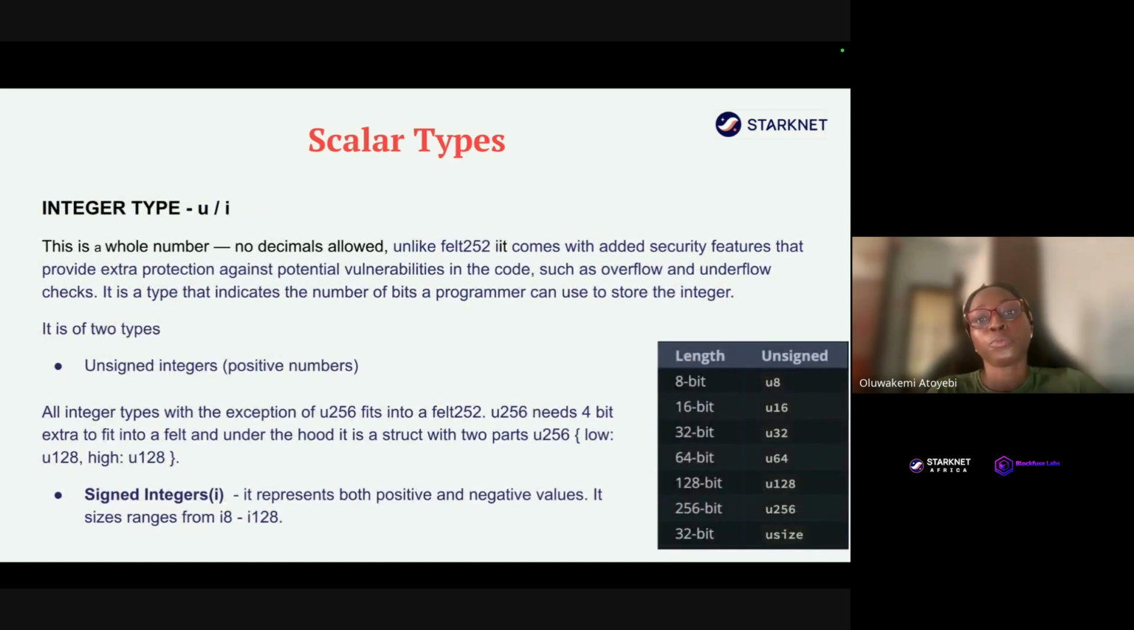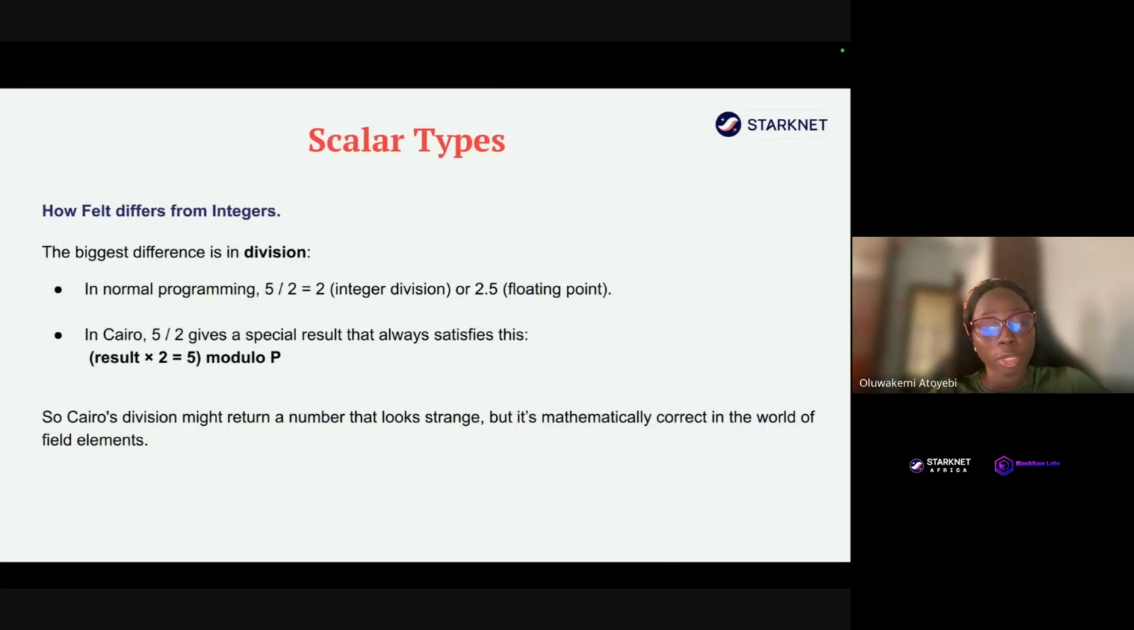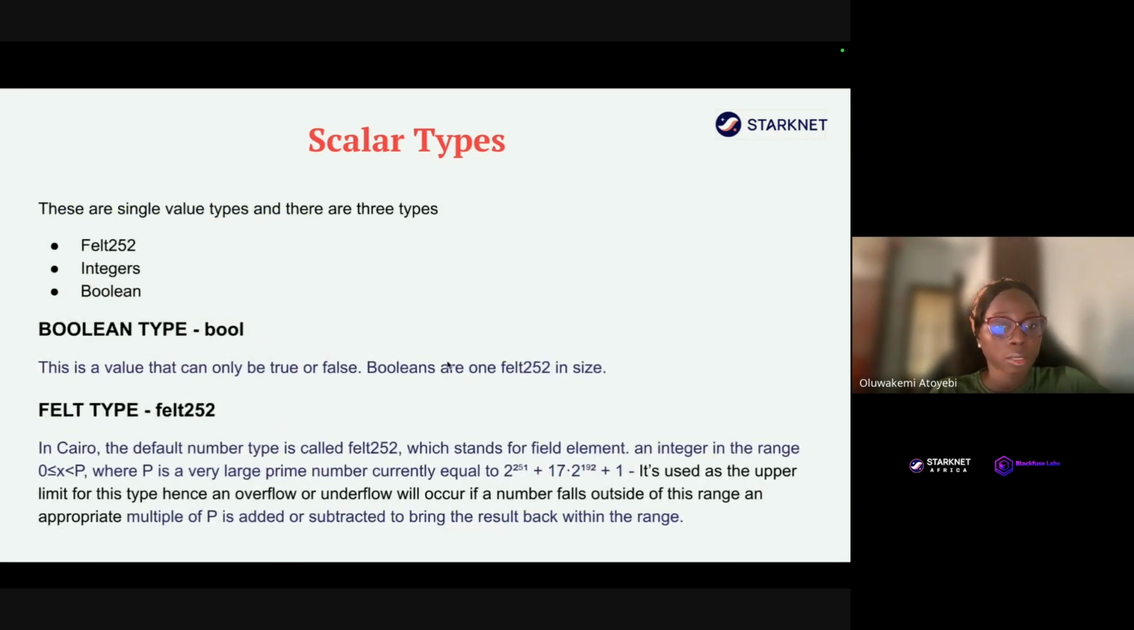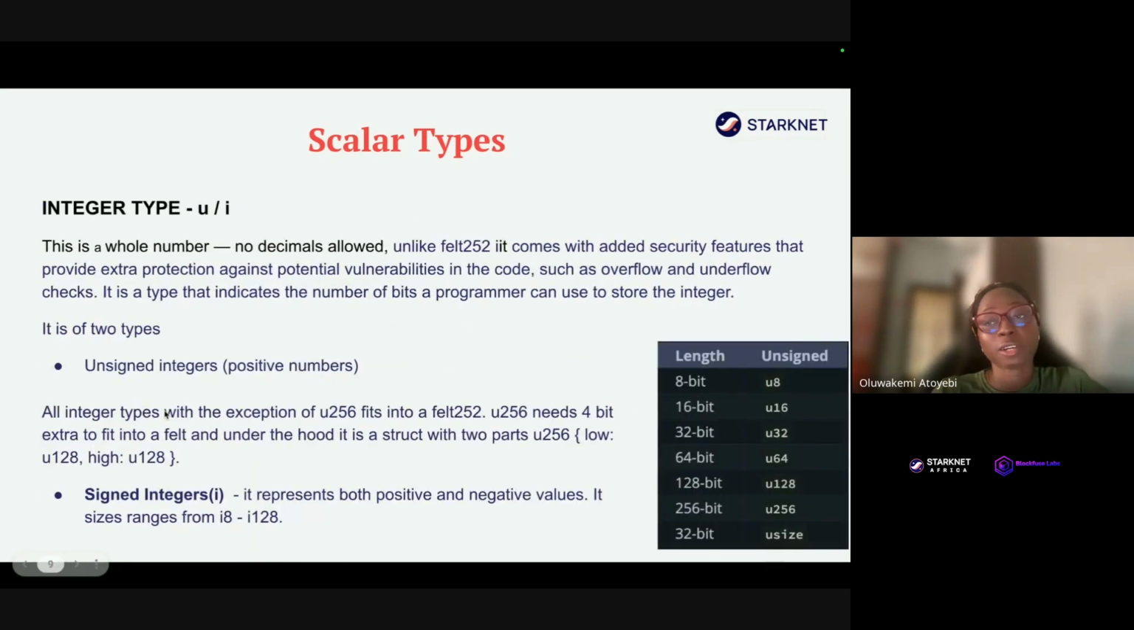So now moving on, we also have the third scalar type, which is the integer. To represent a felt type, you use felt252 like this. You write it like this whenever you are dealing with a felt type. Now it's an integer. Whenever you are dealing with an integer, you either use the u and then the number of bits you'll be using, or the i and then the number of bits you'll be using.